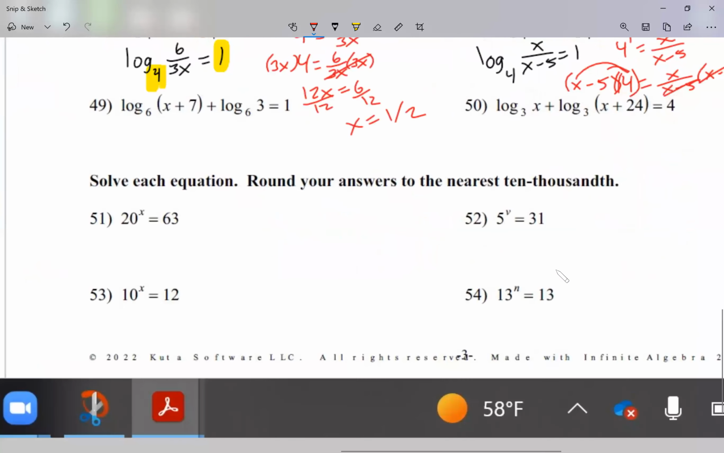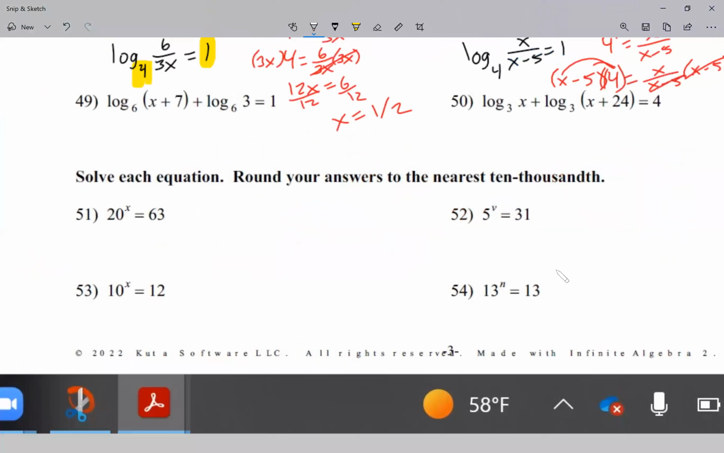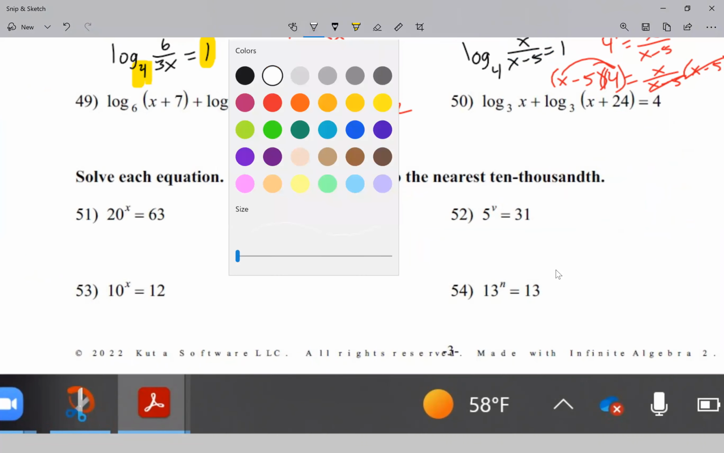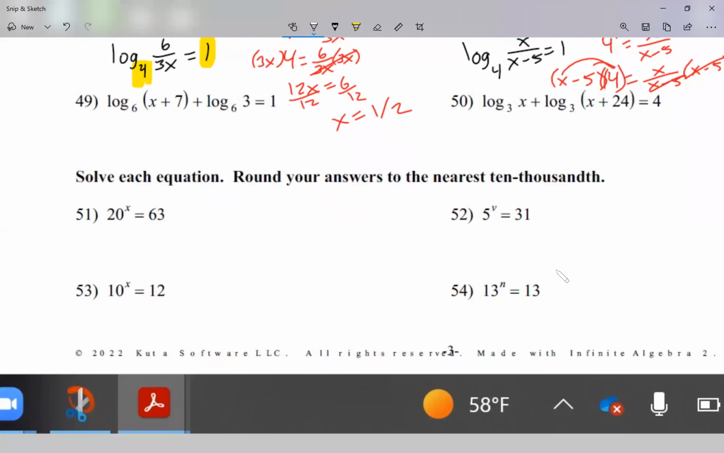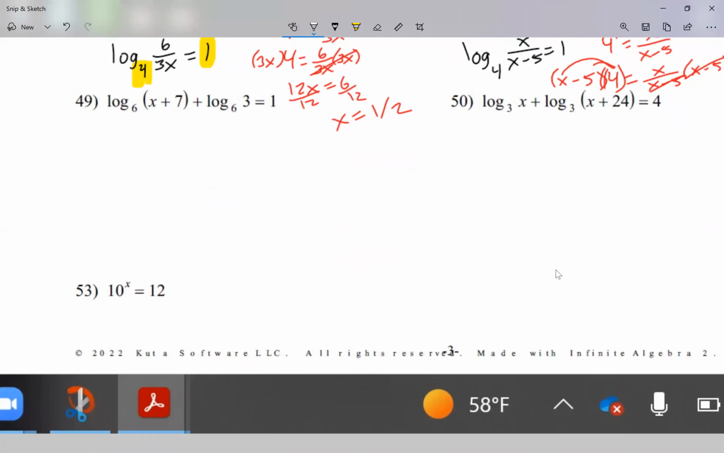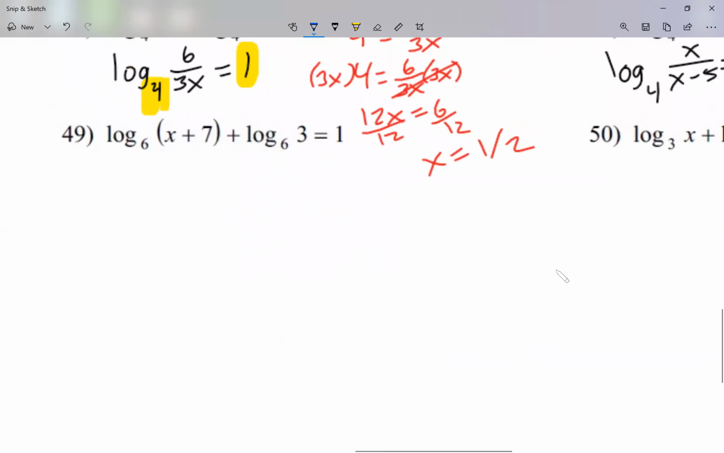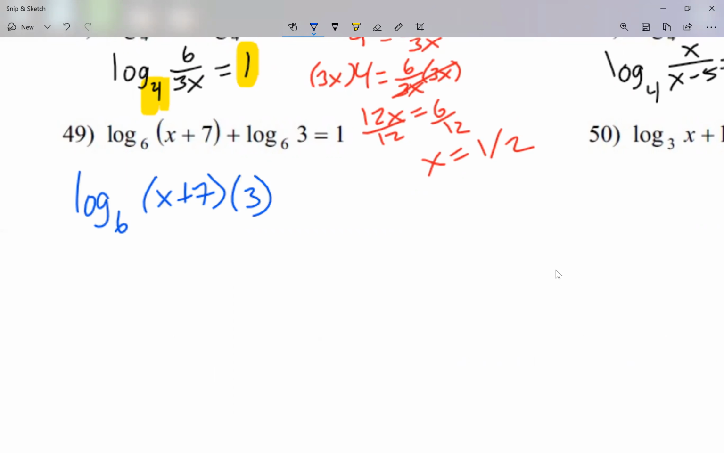All right, so let's go here. Let me give myself some space here. I'll clear this up to give myself room for 49 and 50. Okay, so let me rewrite question number 49. Let me rewrite that as log base 6. I have to simplify this first. So let me simplify this as x plus 7 times 3. And all this is equal to 1.